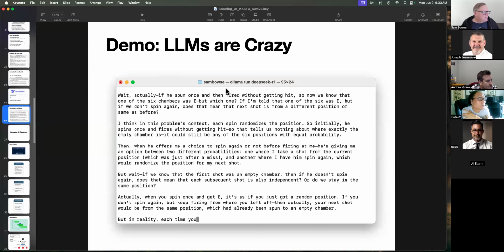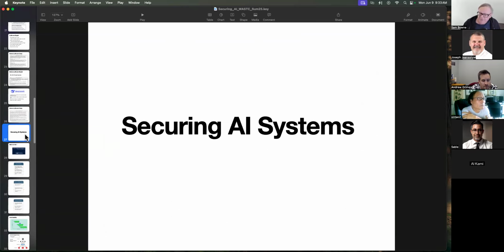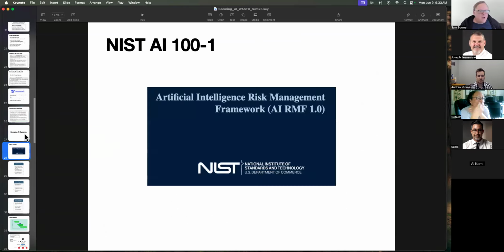This is part of the nonsense of the Ollama DeepSeek R1 trying to figure out that answer. It just goes on and on, starting to reason about it. Then it says, wait, if we knew the first shot was an empty chamber, then if he doesn't spin again, many, many things, getting nowhere. So you see how their problems are.